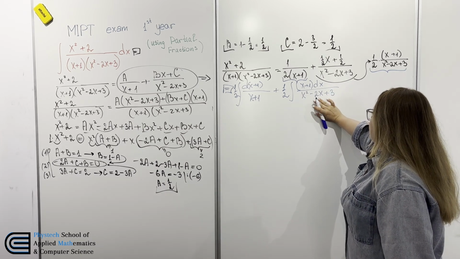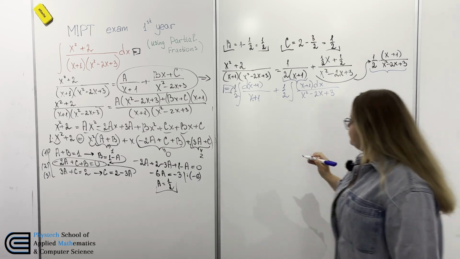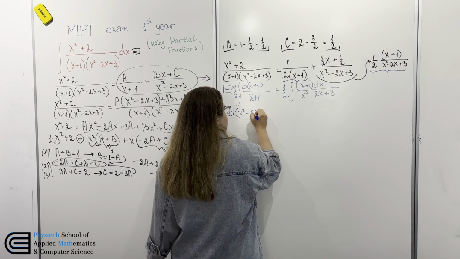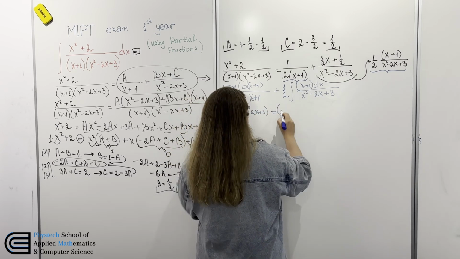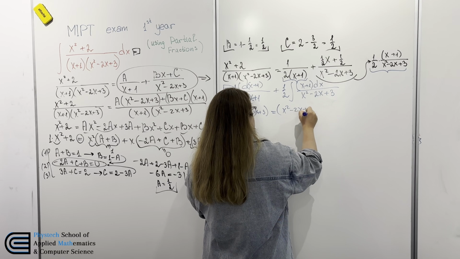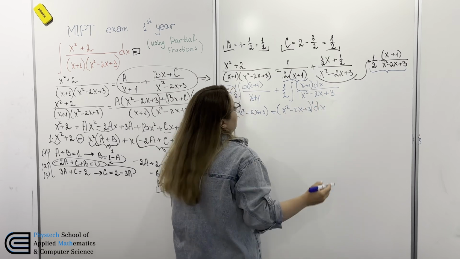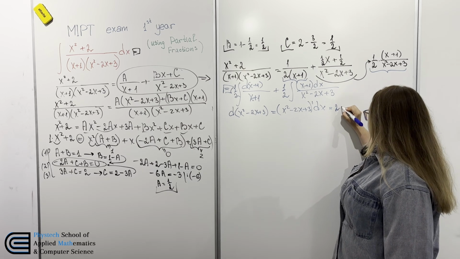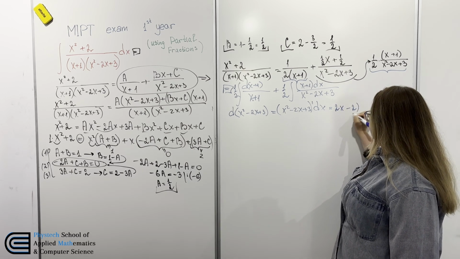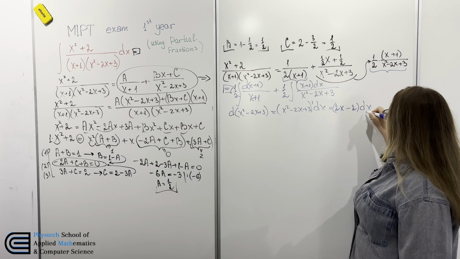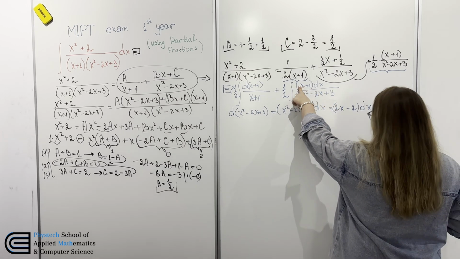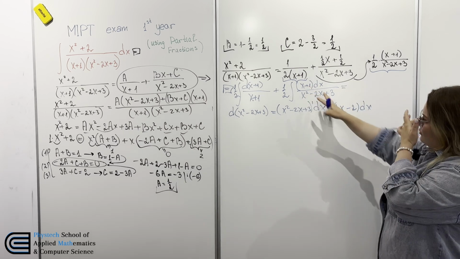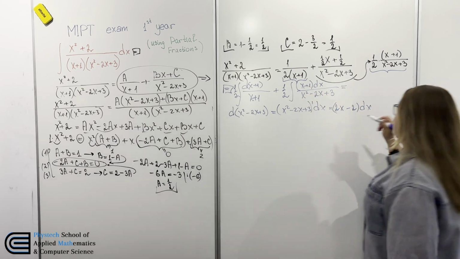And here we need to think a little bit about what we want to do. Let's see. If we write d of (x squared minus 2x plus 3), it will be equal to the derivative of x squared minus 2x plus 3 times dx, and it will be equal to (2x minus 2) dx.